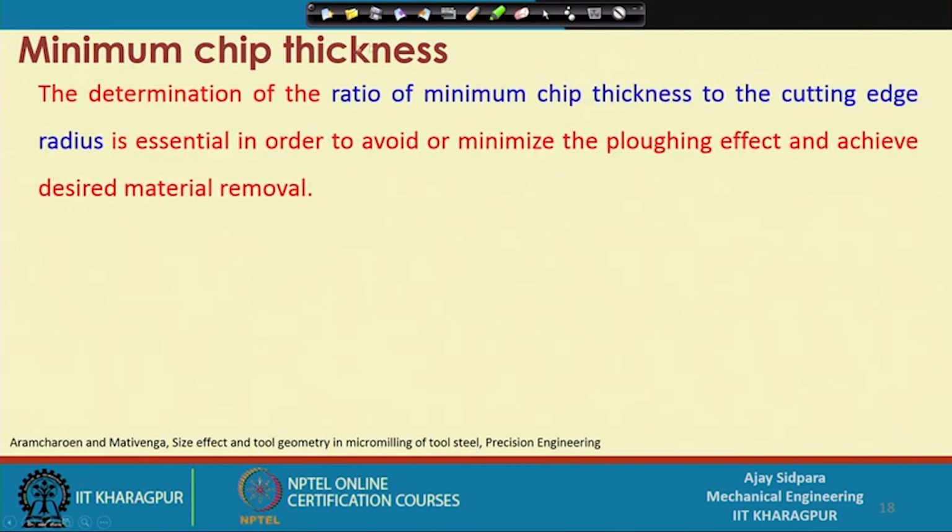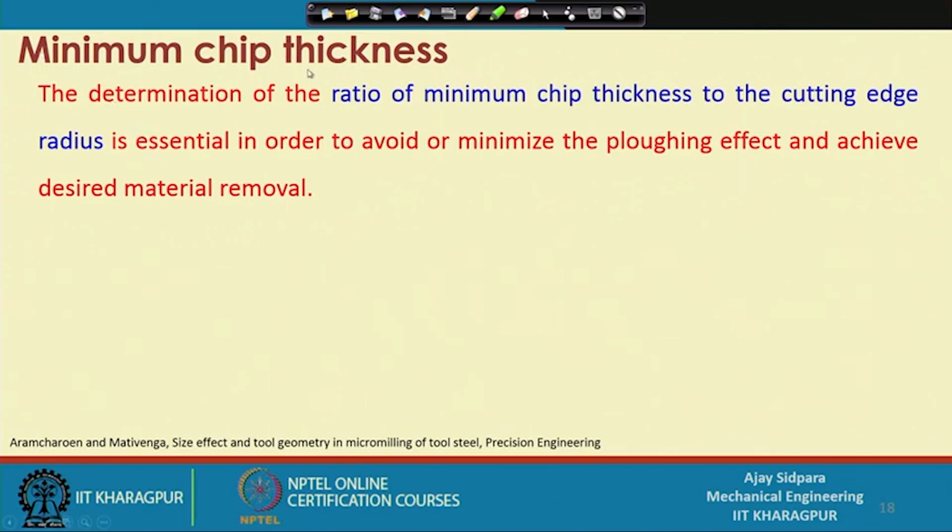Now, coming to the minimum chip thickness. We have seen that in many cases you are not able to remove material. So, there are two parameters. One is the rake angle, that is mostly going into the negative side, and another one is the chip thickness.